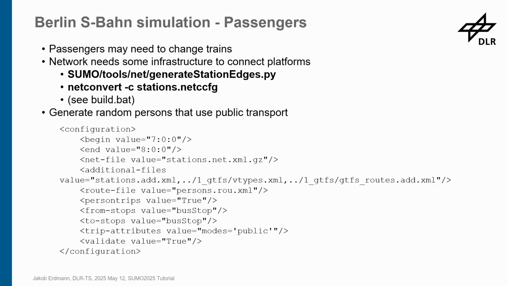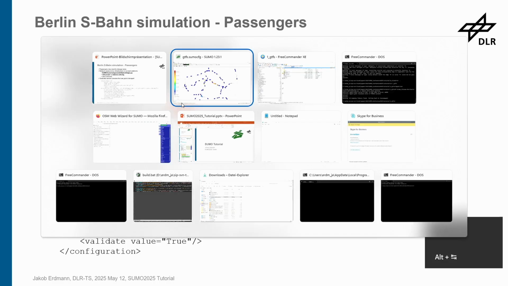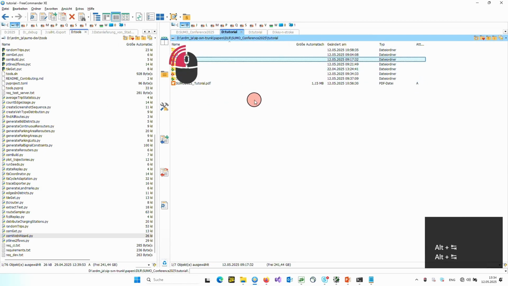We have a small tool for this. It's called Generate Station Edges. Basically, on every train station, it places a single edge and then connects all the platforms with that edge, like a tunnel that goes below the tracks, a pedestrian tunnel, something like that. So we have this tool, and in this little build script, we patch the network with these extra edges. Actually, I'll show you the tool because it's not too intimidating.